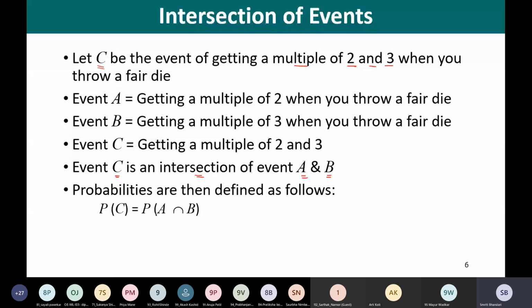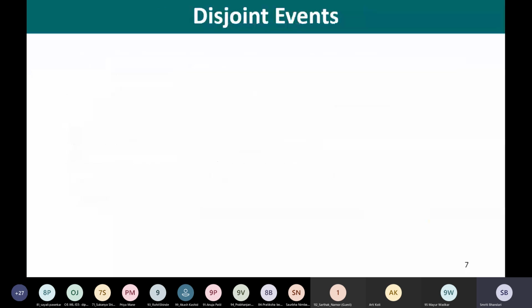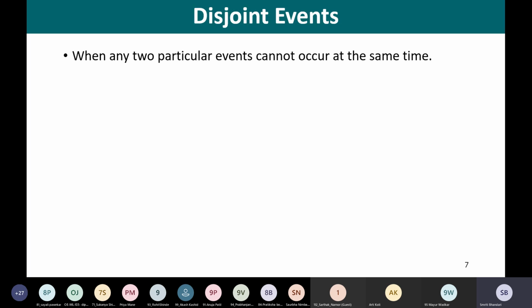The probabilities of these events are then defined as follows. The probability of C is given as the probability of A intersection B. Now, this is the Venn diagram of intersection. Let's proceed now with disjoint events. What are disjoint events?